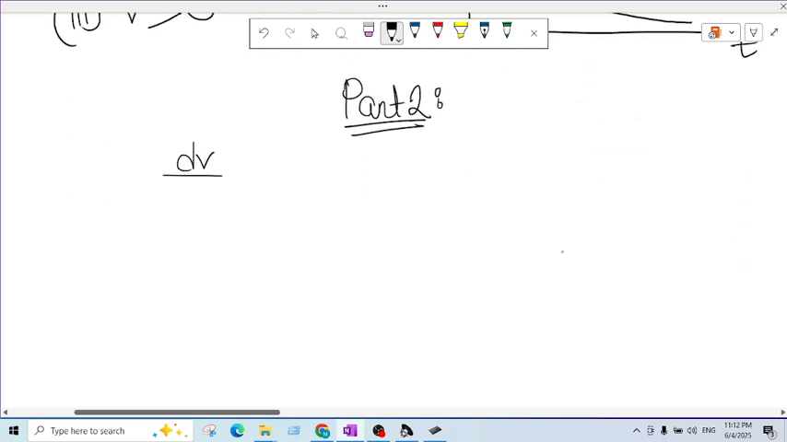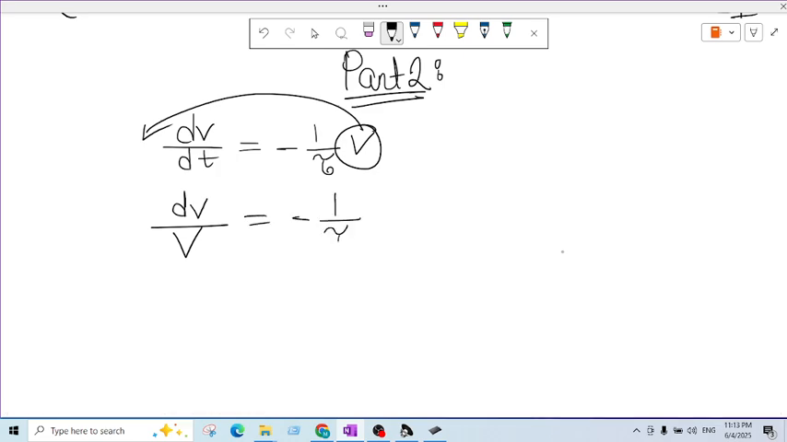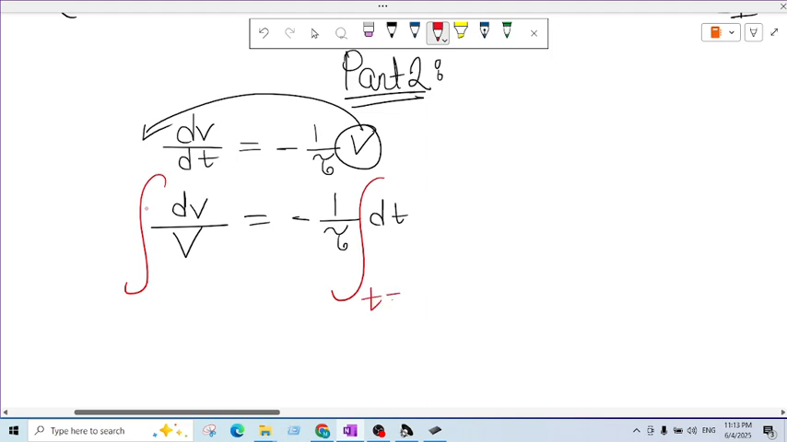So dv by dt is equal to minus 1 by tau v, right? Now let's take this v here, so dv by v equals minus 1 by tau dt. And now let's integrate this. Let's say when time was 0, the voltage was v0, and when time is any random time t, we want to know the voltage.